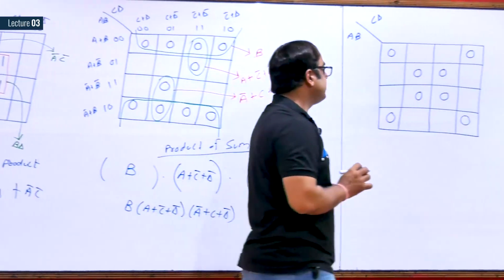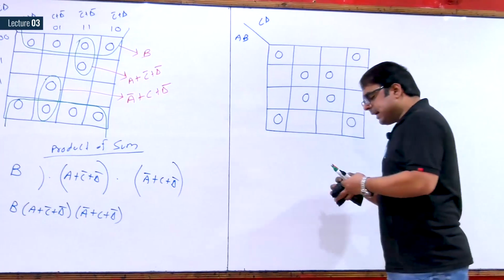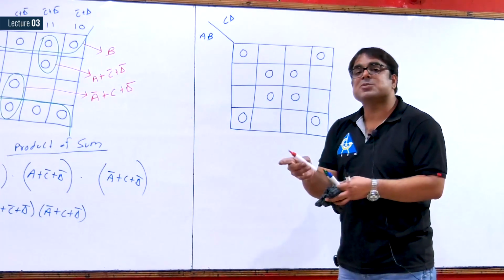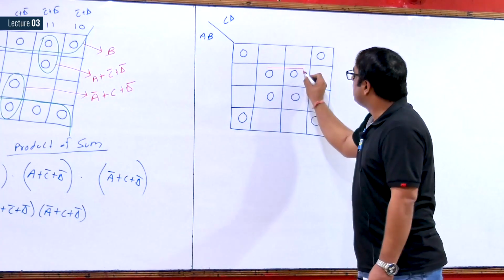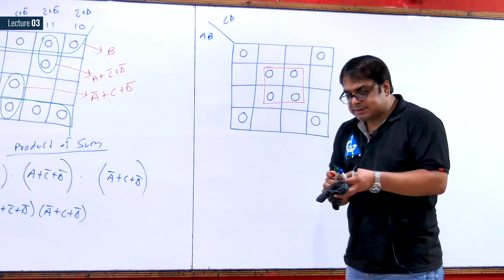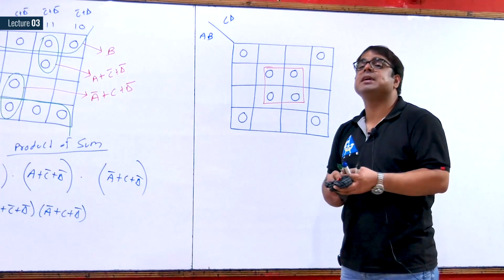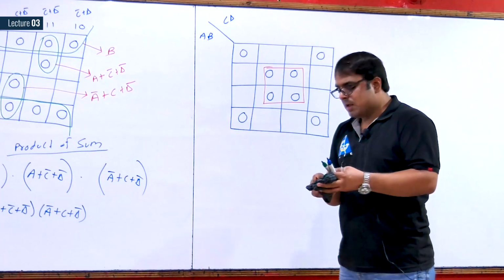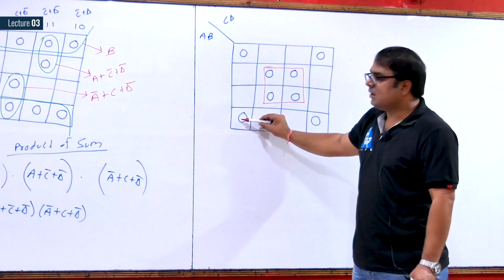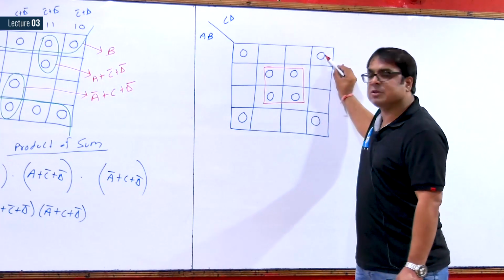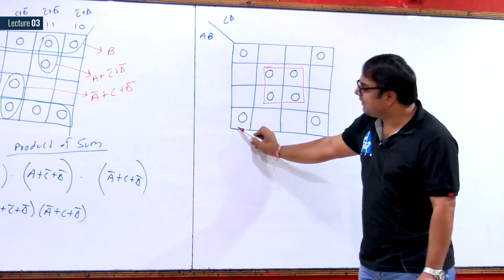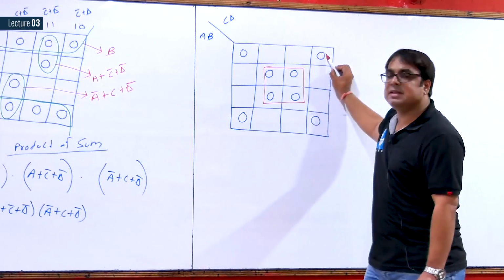Let us consider one more example. Again, start from the biggest possible group visible. Now comes another new concept in K-map which we haven't discussed till now. See, this max term is neighboring with this one. And this max term is neighboring with this one also.